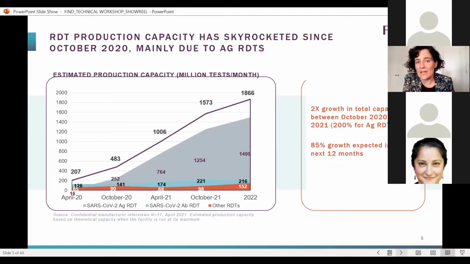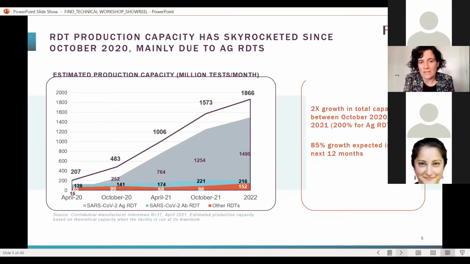Another side effect of the COVID-19 pandemic that is relevant to our conversation today is that there was tremendous acceleration of both product development as well as an increase in manufacturing capacity. This graph represents research that FINE has done through confidential interviews with many manufacturers of in vitro diagnostics products. The graph represents the increase in the manufacturing capacity of rapid diagnostic tests, RDTs, with the vast majority of them being contributed by antigen rapid diagnostic tests for COVID-19.